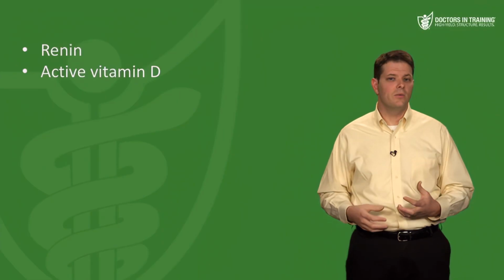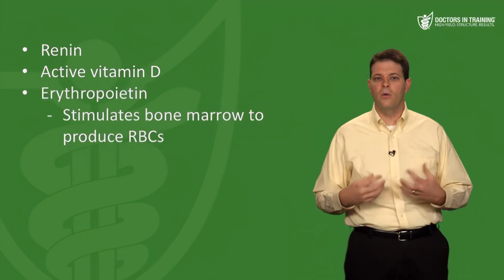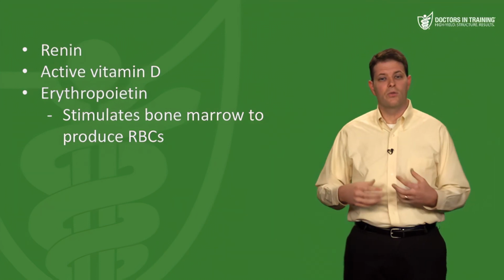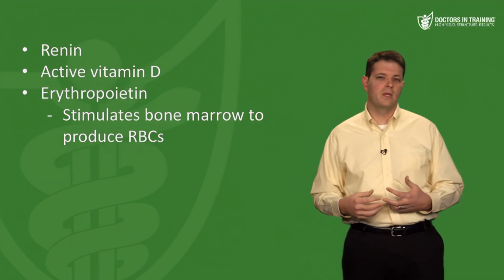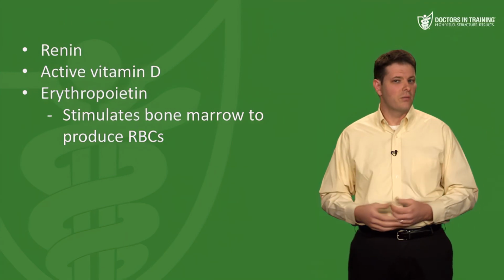When we get to hematology, we'll talk about how the kidneys make a hormone called erythropoietin, which stimulates the bone marrow to make more red blood cells. So with kidney disease and kidney failure, erythropoietin levels are low, and these patients will be commonly very anemic. So we often give shots of erythropoietin to kidney failure patients.